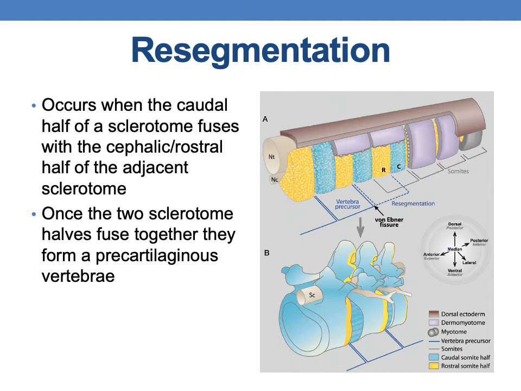Resegmentation occurs when the caudal half of a sclerotome fuses with the cephalic, aka rostral, half of an adjacent sclerotome. Once the 2 sclerotome halves fuse together, they form a precartilaginous vertebra.